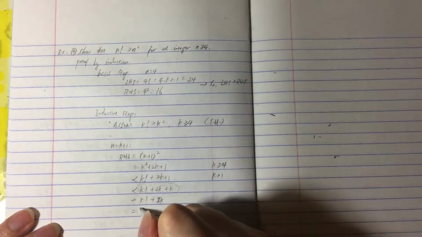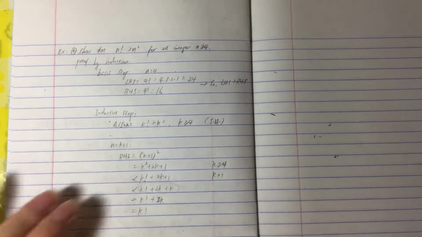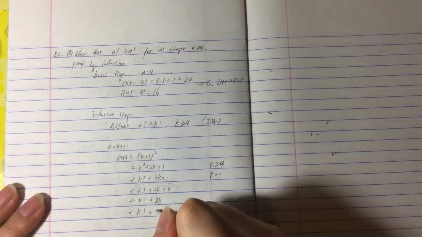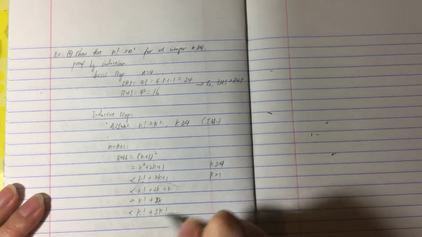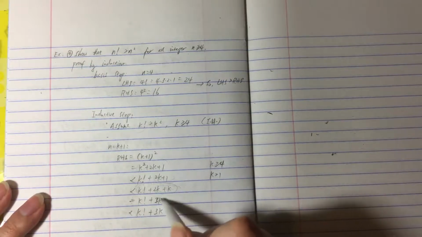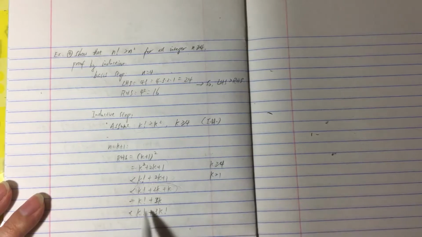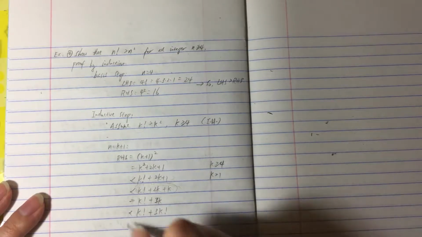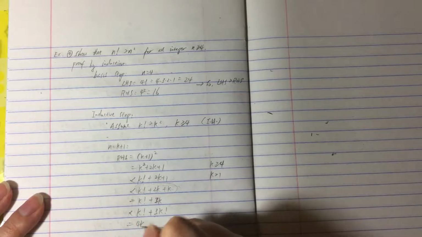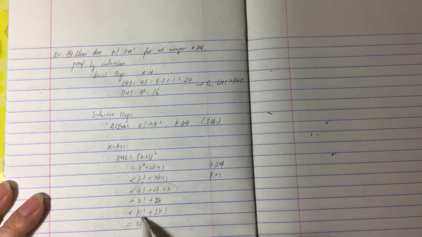And 3k is less than 3 k factorial, because k is less than k factorial. So this expression is larger than this expression here. k factorial plus 3 k factorial is 4 k factorial.